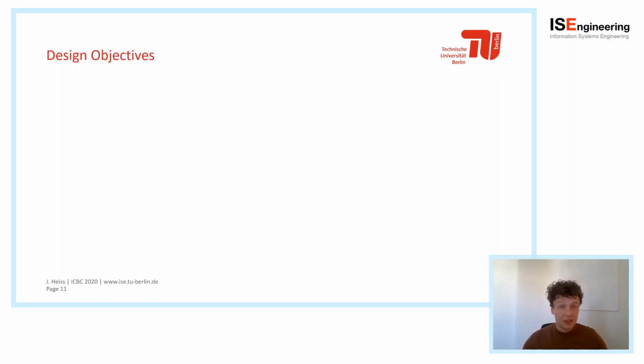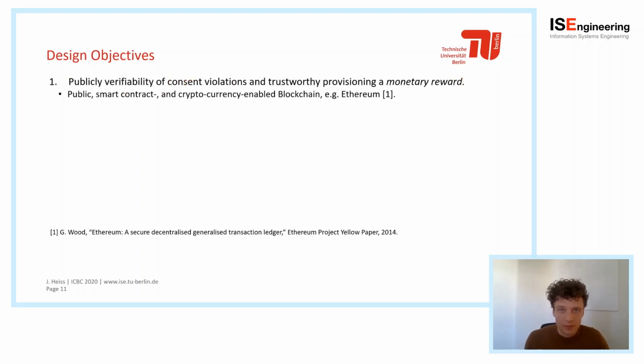Given the technical representation of consent violation detection, we now want to integrate this mechanism into a system designed for consent-based access control. And we design our system around three objectives. At first, we want to guarantee public verifiability of consent violations, and we also want to guarantee trustworthy, censorship-resistant provisioning of a monetary reward that serves as an economic commitment to GDPR-compliant consent and data management. Therefore, we leverage public, smart contract-enabled, cryptocurrency-enabled blockchain technology, such as provided by the Ethereum blockchain.